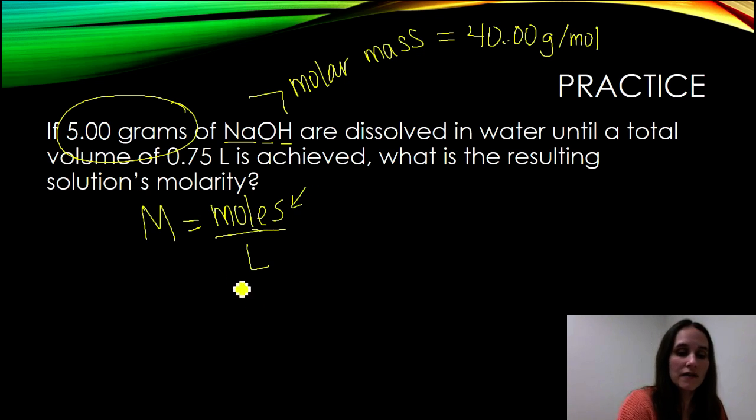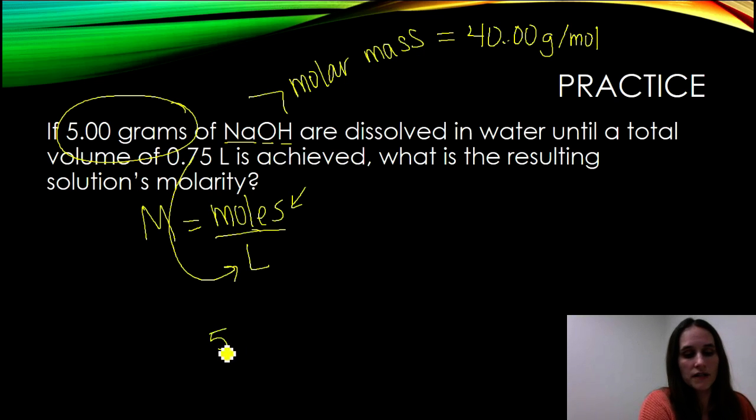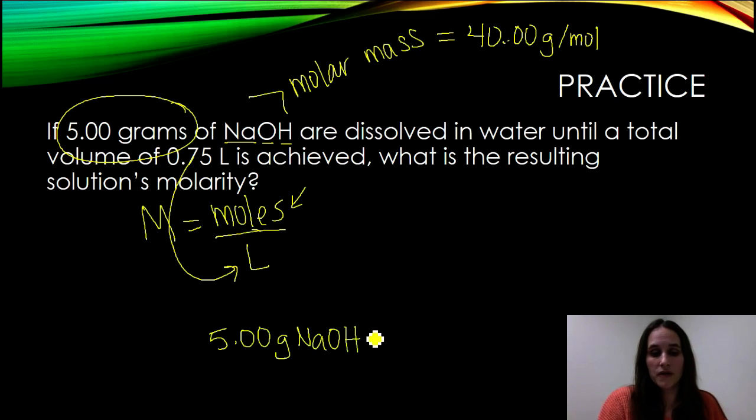Because I've been given the liters, that's right here in the problem, I can just move that down right here, but I've not been given my number of moles. However, I have been given all the information to calculate it. And again, this is more realistic. Don't have a molimeter, but I have a balance. So let's convert 5 grams of sodium hydroxide to moles of sodium hydroxide.